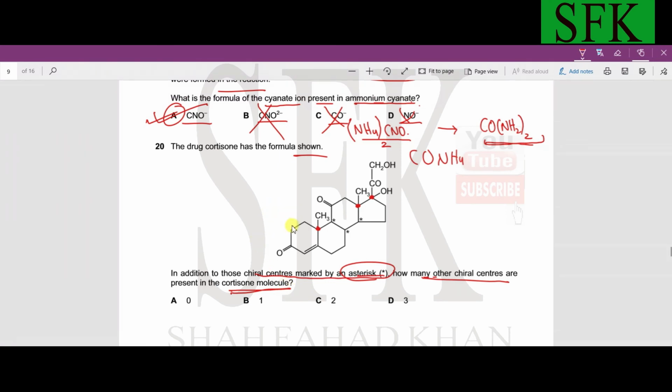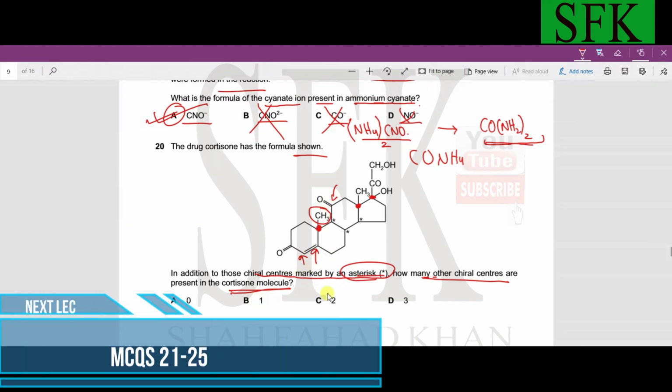Guys, the trick for this part is that we just need to look at the carbon atoms at the edges, at the junctions, which are not double bonded. This carbon atom over here is not double bonded and contains four different atoms or groups of atoms, so the definition of a chiral center is fulfilled. It is an asymmetric carbon atom. If you look at the second carbon over here and the third carbon, these three are chiral carbons. No other chiral carbon is present. This one is not chiral because it's double bonded, and this one is also not chiral because it's double bonded. So we have only three chiral carbons.